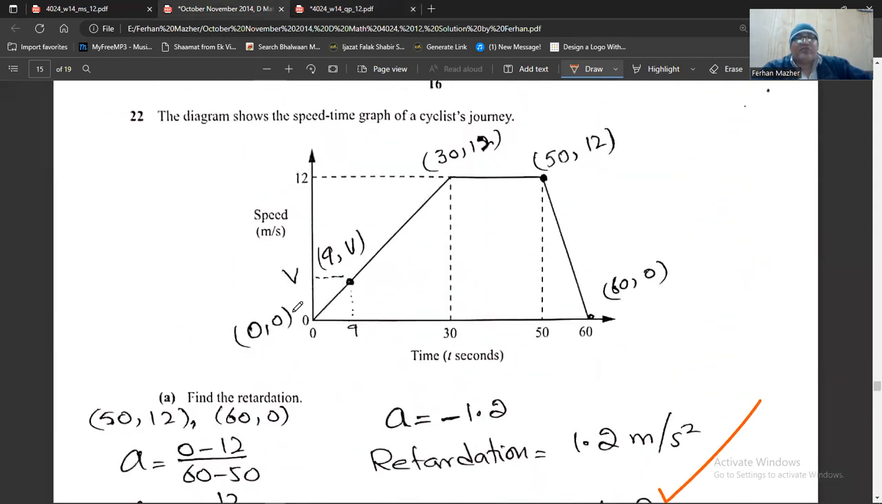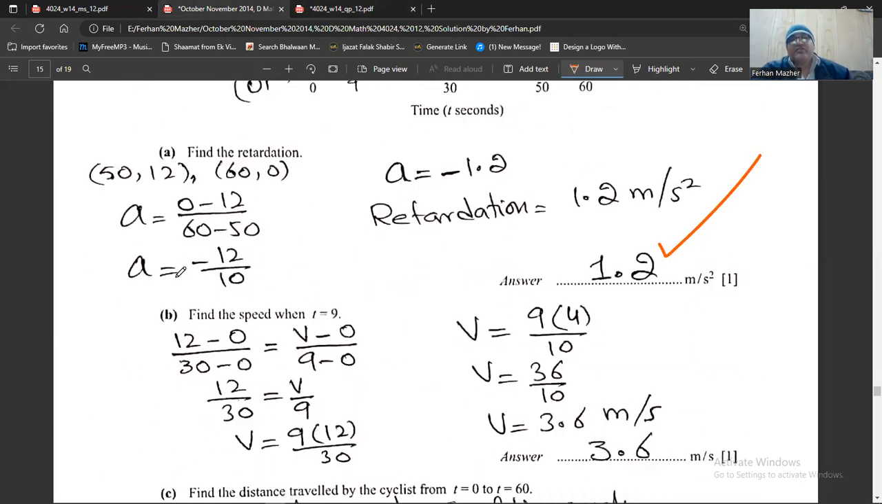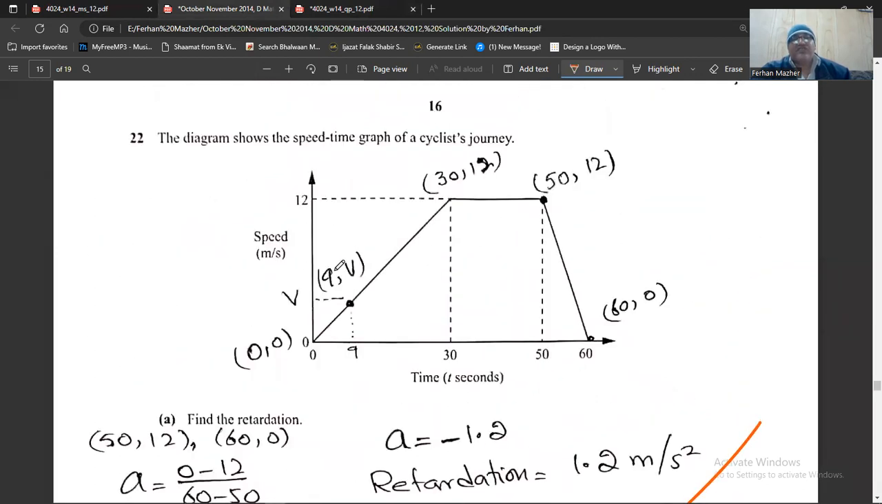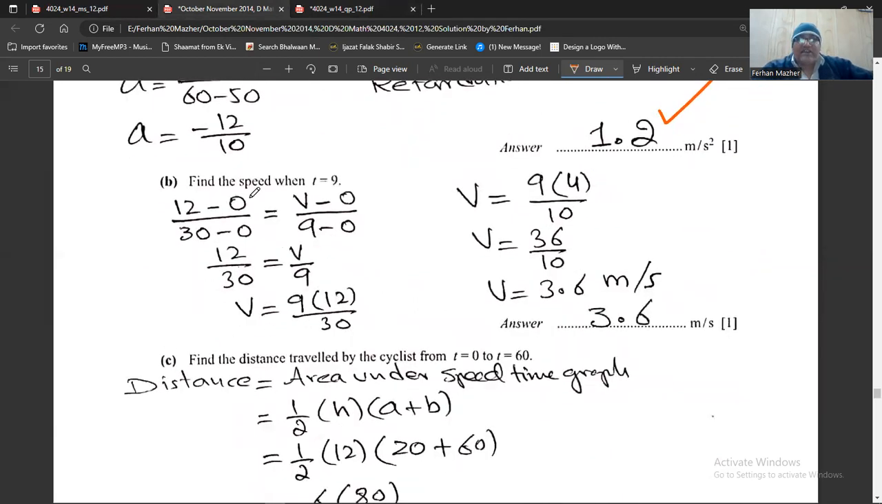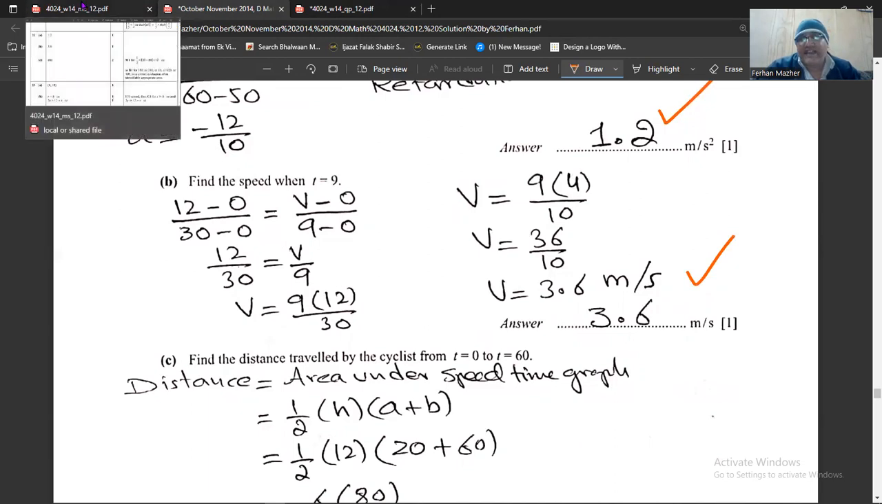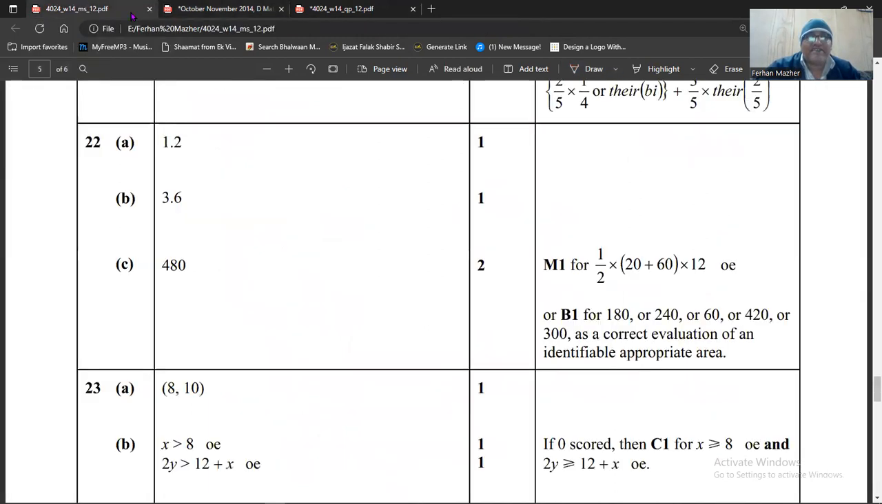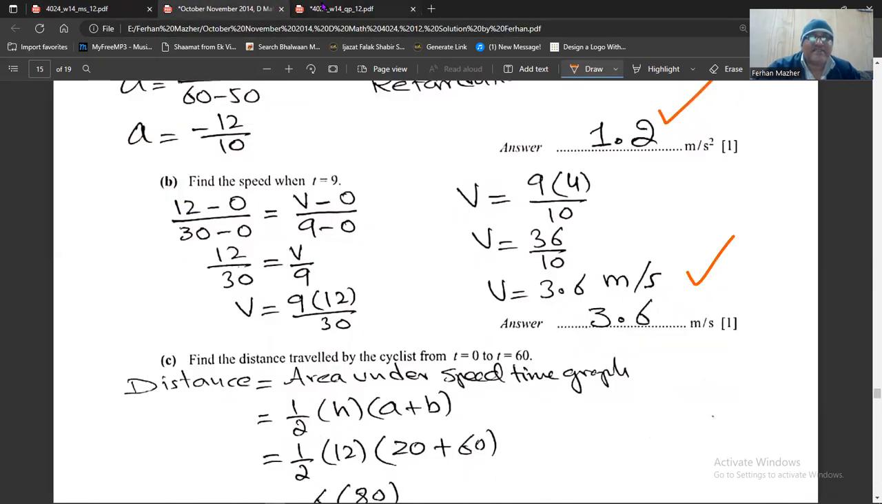So I take these 2 points, and these 2 points. It will be (12 minus 0) divided by (30 minus 0), which is 12 by 30, equal to (V minus 0) divided by (9 minus 0). So this is how the gradients are equal. So 12 by 30 equals V by 9. Cross multiply, V will be equal to 9 into 12 by 30. So V will be equal to 9 into 4 by 10, and V will be equal to 36 by 10. That is 3.6 meters per second. So my answer is 3.6. When the time is 9 seconds, the velocity will be 3.6. 3.6 is the right answer.